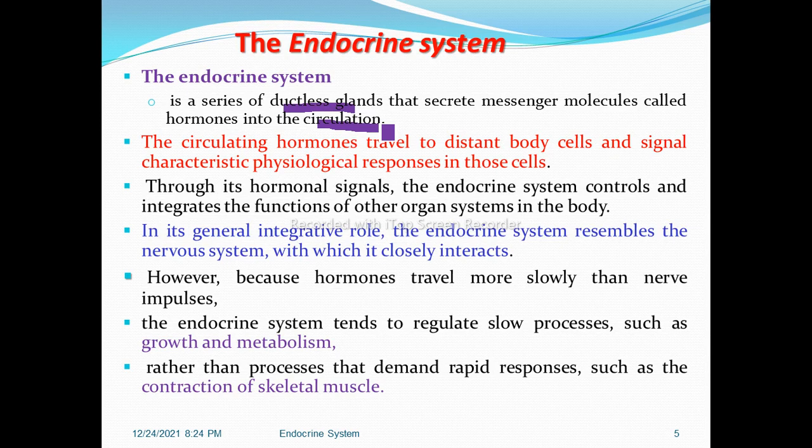But exocrine glands release their secretions through ducts, because they have ducts. Paracrine glands secrete their secretions and release them through diffusion. So the main type of endocrine glands are ductless glands. They secrete their messenger molecules or hormones into the circulation or bloodstream.